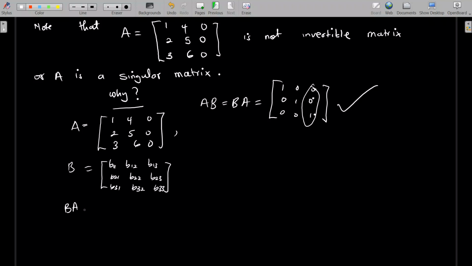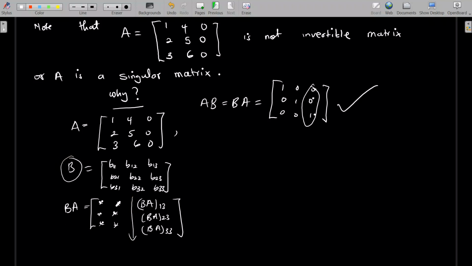If I have matrix BA, I know I'm going to get something here, and then I'm going to get (BA)13, the 1,3 entry. I'm going to get something here, and I'm going to get (BA)23 something here. I don't want to find them. The reason is I know that for this B to be the inverse of A, BA should give me 0 here, 0 here, and 1 here, based on what I have here. It should correspond to the same column entries.